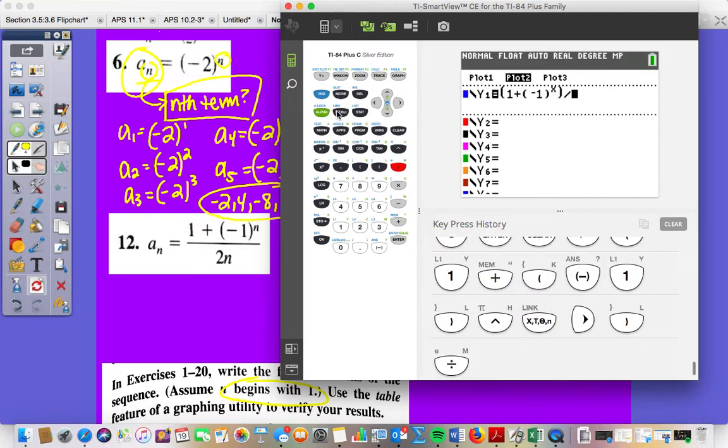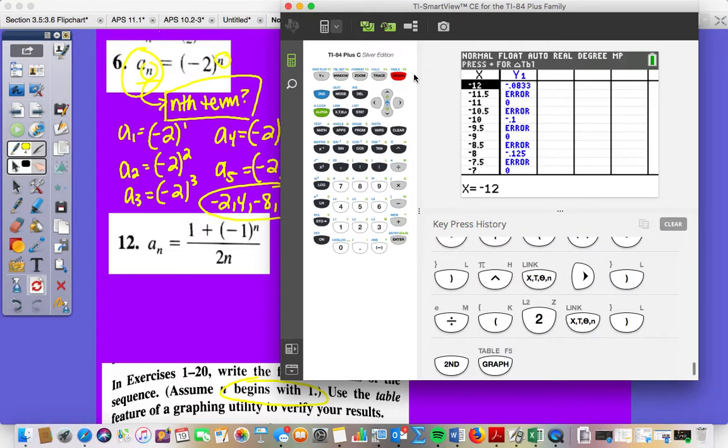And then divide that whole thing. Make sure you use parentheses. That's the big thing. Divided by 2, 2x. Cool? All right, so once I put that here as y1, here's our equation. We can go to second graph, which is our table feature.